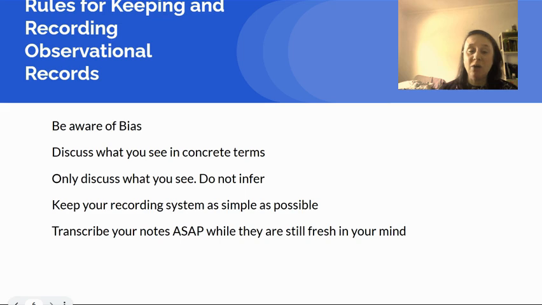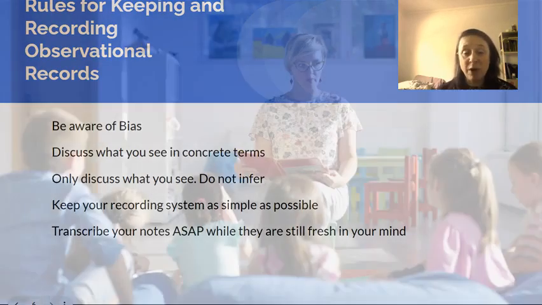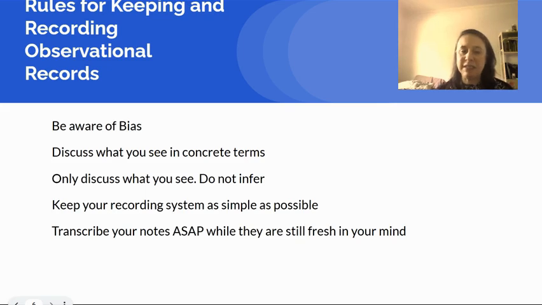Discuss what you see in concrete terms. Often we infer lots of things. So if we see a child sitting on the rug, looking around, we might infer that the child's bored. In actual fact, it may be that they get poked every time they sit down by their friend, and they're making sure that they're not getting poked when they sit down. So if we can keep the inferring out of what we see, we can get a lot more detailed and clear information. Keep your recording system as simple as possible.